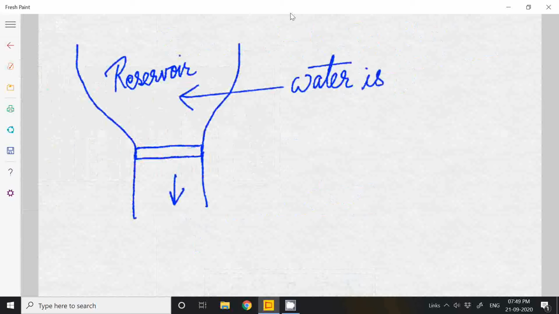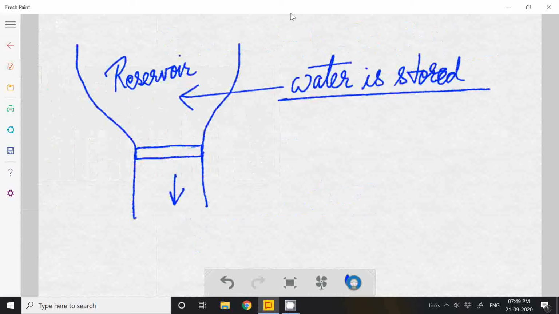Natural storage area, where the water is stored. It's not an artificial storage area, it is a natural storage area. And this water ultimately moves on through the dams, and then electricity is generated. So this is the dam.